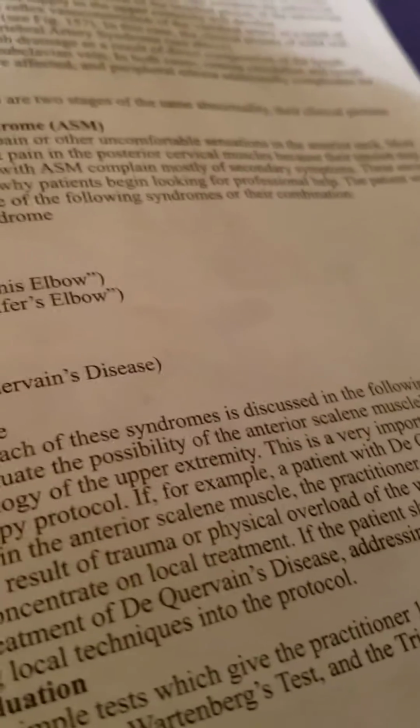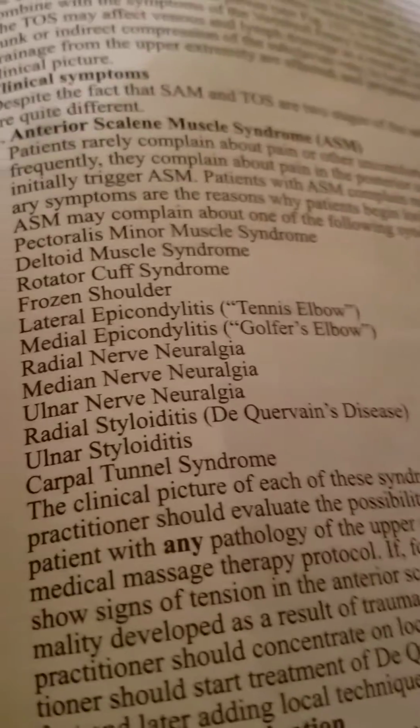You know what I call it? People with rounded shoulders, pectoralis minor syndrome, deltoid syndrome. Listen, rotator cuff syndrome, that's crazy. Listen, frozen shoulder, tennis elbow, golfer's elbow, radial nerve, median nerve neuralgia, ulnar nerve neuralgia. These types of things called paresthesia.